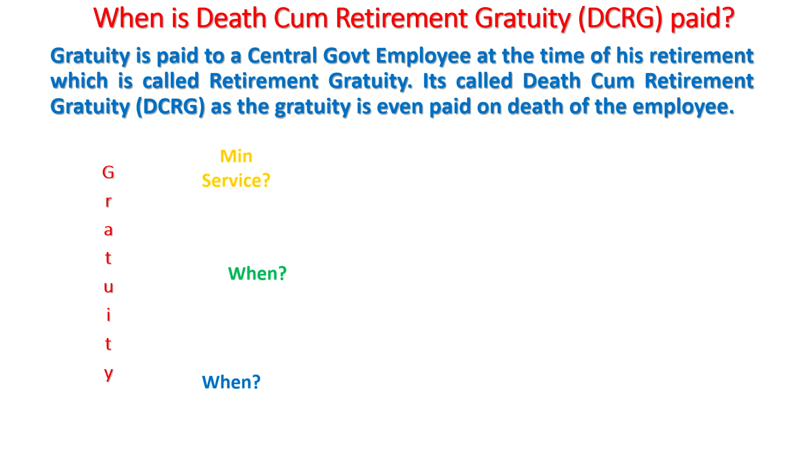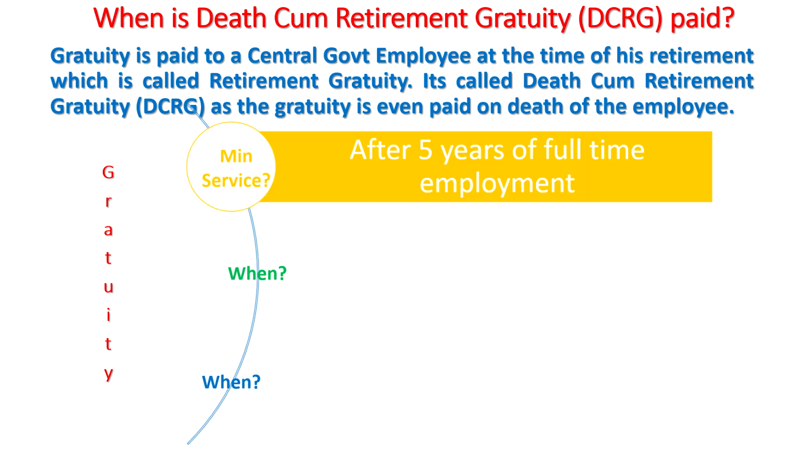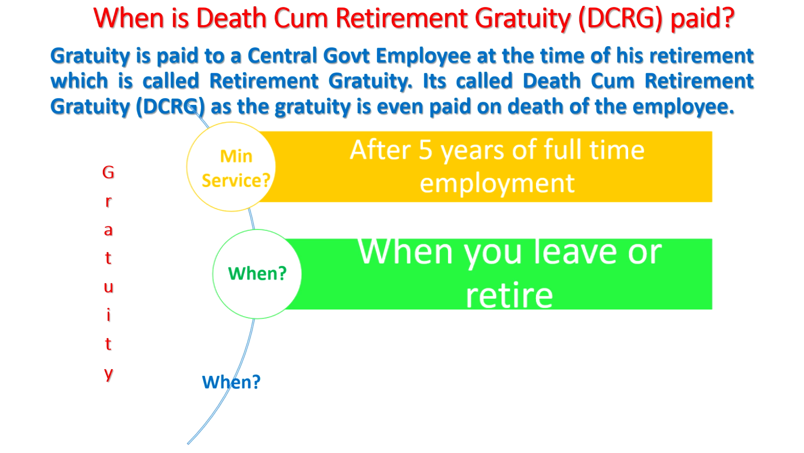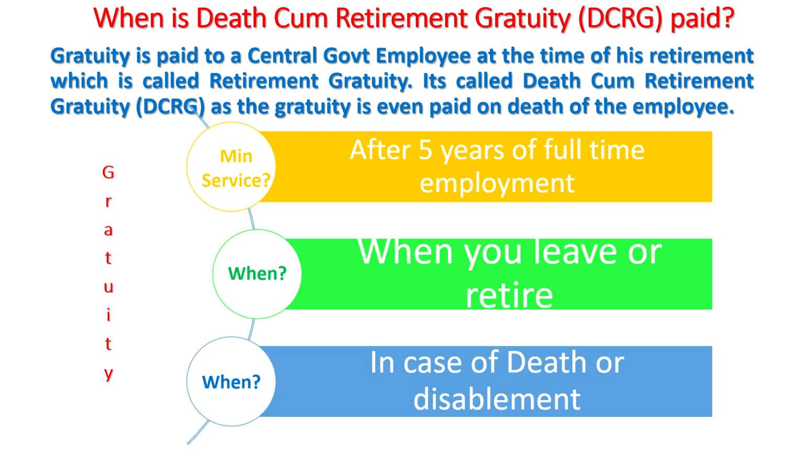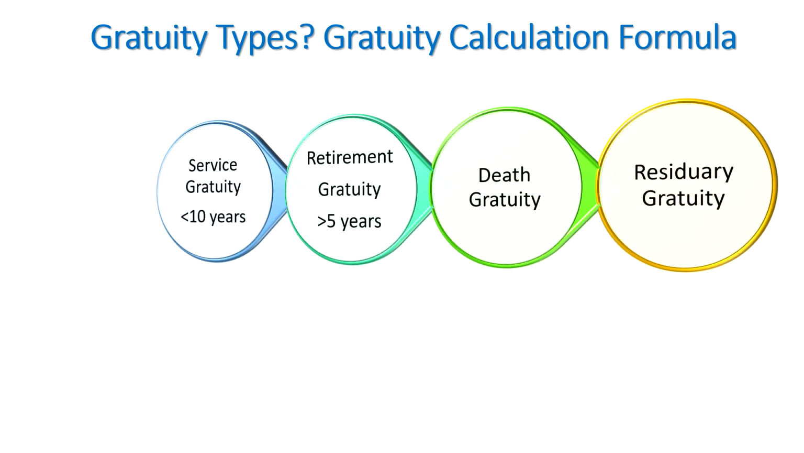What is the minimum service you have to put in to get the gratuity? Minimum 5 years of full-time service is required to pay the retirement gratuity. And when will it be paid? When you leave or when you retire from service, you will be paid this gratuity. And in case of death or disablement also, this retirement gratuity is paid. There are different types of gratuities actually, and the gratuity calculation formula also we will see one by one.